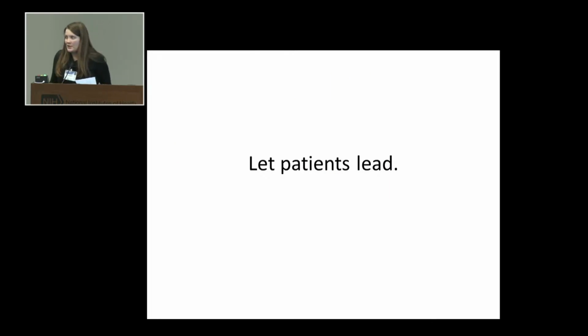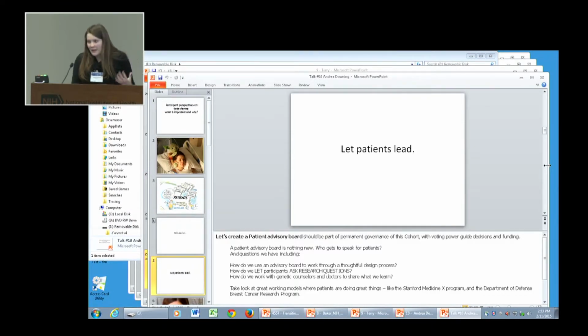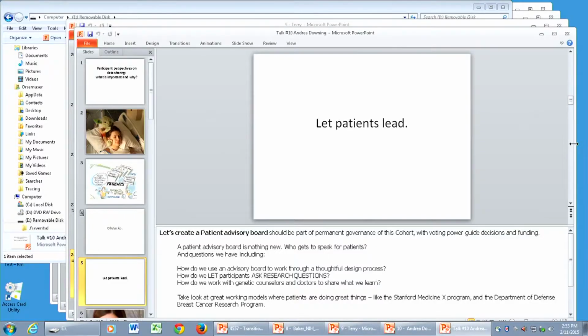So let me start with let patients lead. When I spoke to patients about this, the idea of a patient advisory board was the top thing that came to mind when we were talking with everybody. And a patient advisory board is nothing new. But the question is, who gets to speak for patients, and what questions are we going to raise to the top? Something that's really exciting about being part of this cohort would be that we actually get potentially to ask research questions for the first time in ways that matter to us. How do we get to use this advisory board to create a thoughtful design process?